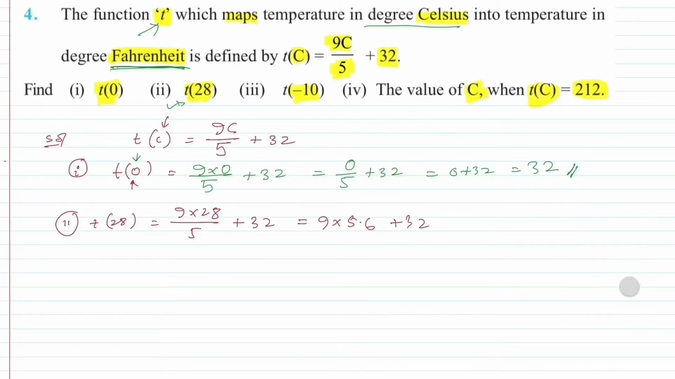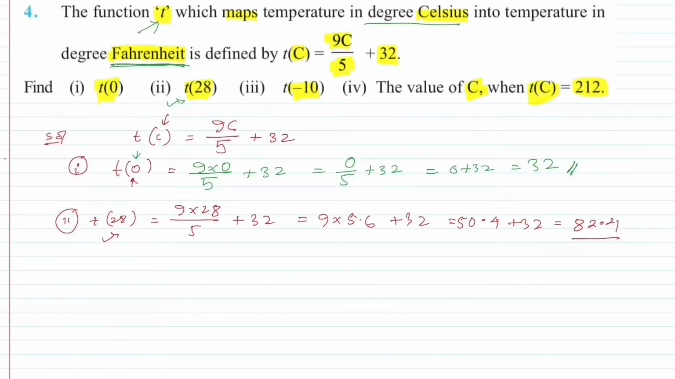Let me clean this first. 9 times 6 is 54, 5 carry, 50. So 50.4 plus 32 is equal to 82.4 Fahrenheit. So here 28 degrees Celsius is equal to 82.4 Fahrenheit. Hope you have understood this.